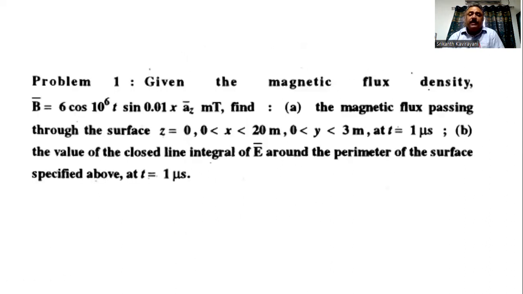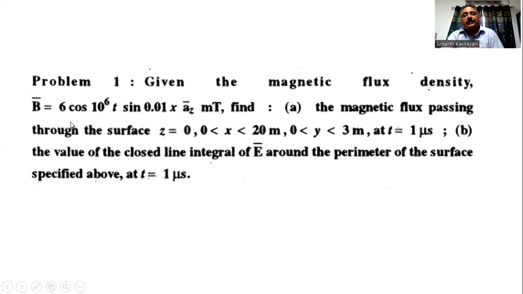Here, this being an important equation is primarily required for solving many of the numerical problems, both in theory and from the exam point of view, and also from the practical experimental viewpoint. So if we take the example of a problem here: given the magnetic flux density B bar equal to 6 cos 10 power 6 t sine 0.01 x az millitesla, find the magnetic flux passing through the surface z equal to 0, 0 less than x less than 20, 0 less than y less than 3 at t equal to 1 microsecond, and the value of the closed line integral of E bar around the perimeter of the surface specified above at t equal to 1 microsecond.